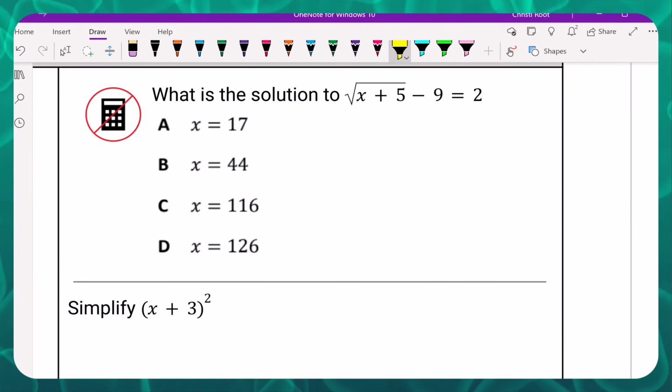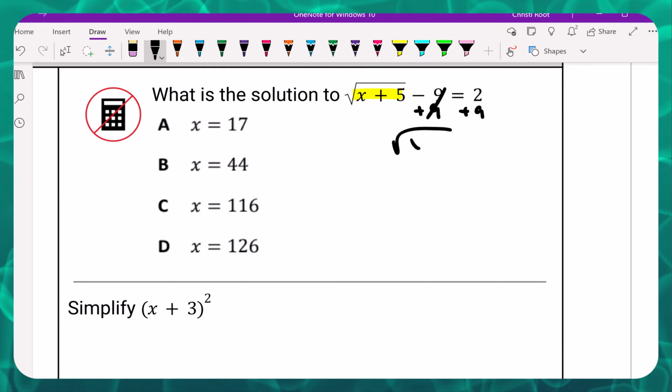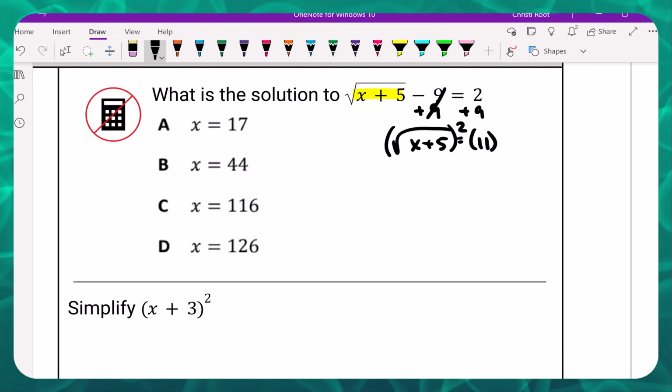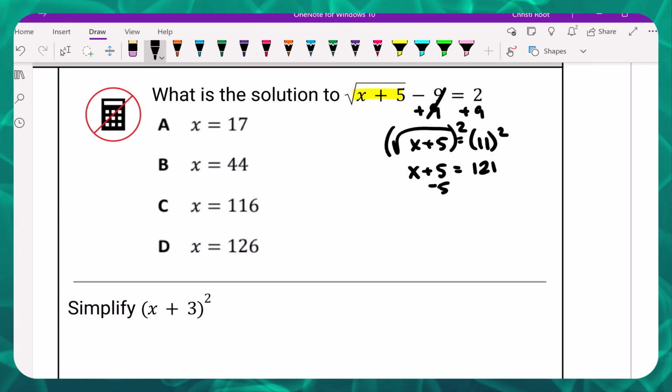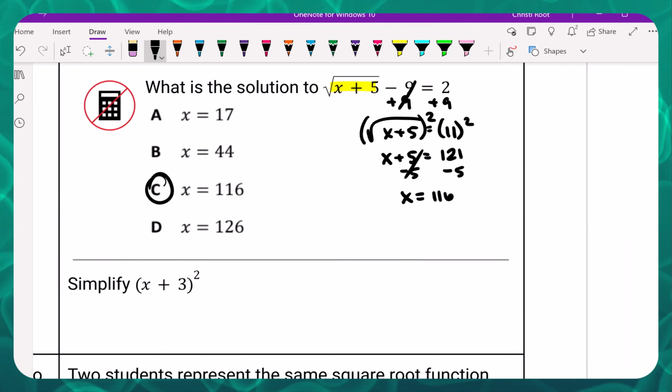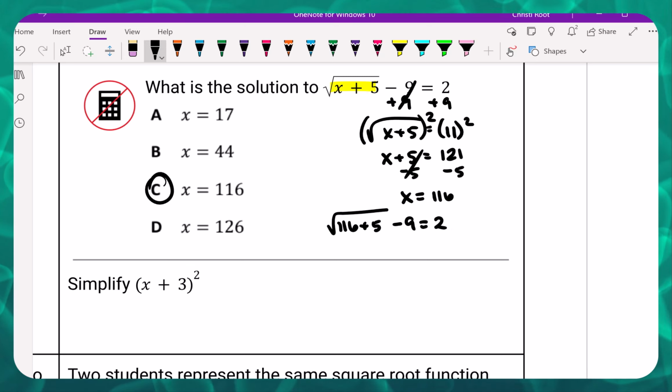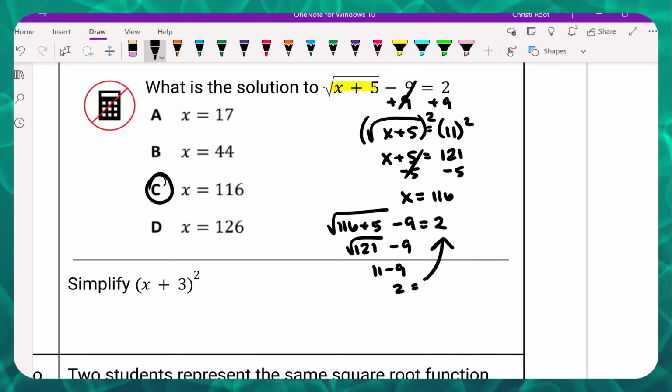Second question, you need to absolutely follow the strict order of steps. So the first thing you want to do is get the radical isolated. So you have to add 9 first. Once you get that radical isolated, you have to square both sides. And that will undo the square root. Subtract 5. And you wind up with 116. Now, this isn't going to be extraneous because when you check it, if you plug in 116 into your original equation, this is like 121. That's 11 minus 9, and 11 minus 9 is 2, which equals the other side.